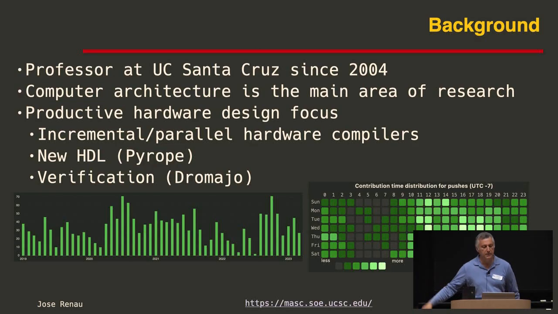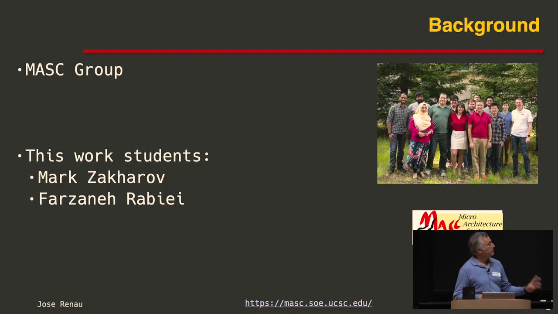So a little background on me. I'm a professor at UC Santa Cruz for a long time. My area of research is computer architecture. I even have students working on branch predictors. But really what I've been focusing on, and what this talk is about, is how to improve productivity in chip design. We've been doing work on compilers, new programming languages, verification. But this is a little bit of a new touch.